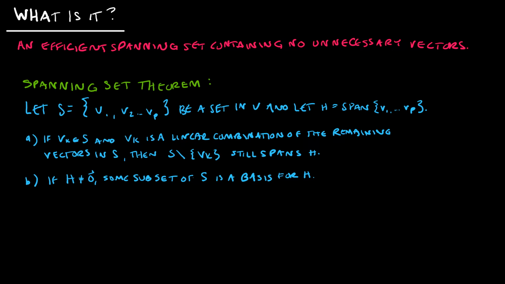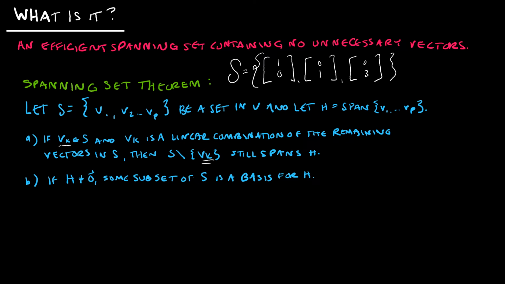The spanning set theorem says this: we have a set of vectors S that are in our vector space V, and H is the span of those vectors. If I have some element in S that is a linear combination of the other vectors in S, then if I take out this guy, what's left over is still going to span H. So before we look at a proof or anything else, let's just make that make sense. I have a super easy, very elementary example for us to look at, because that, for me, is what helps it to make sense.